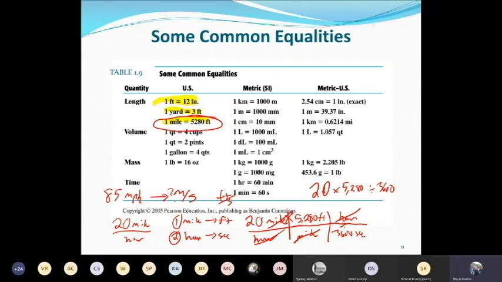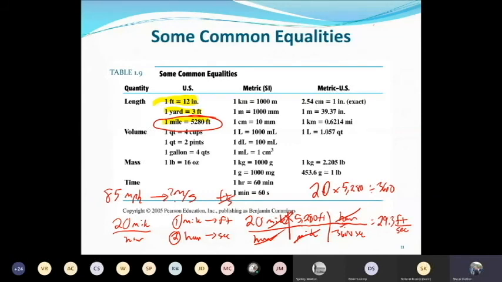All right, so 20 times 5,280 and then divide by 3,600. That means I have 29.3 feet per second. That's still moving pretty quickly if you think about it.